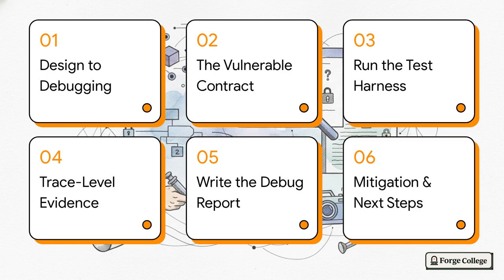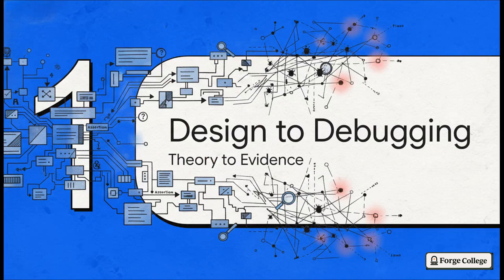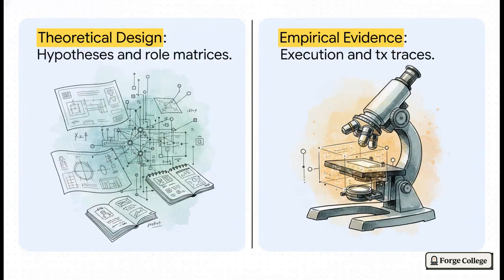Let's get to it. All right, kicking things off with Section 1, from design to debugging, transitioning from theoretical tests to empirical evidence. Now, if you recall our previous lesson, we spent a ton of time building out theoretical designs, right? We had those carefully crafted role matrices and our hypotheses. But a design is really just a hypothesis at the end of the day. It's just a hunch.